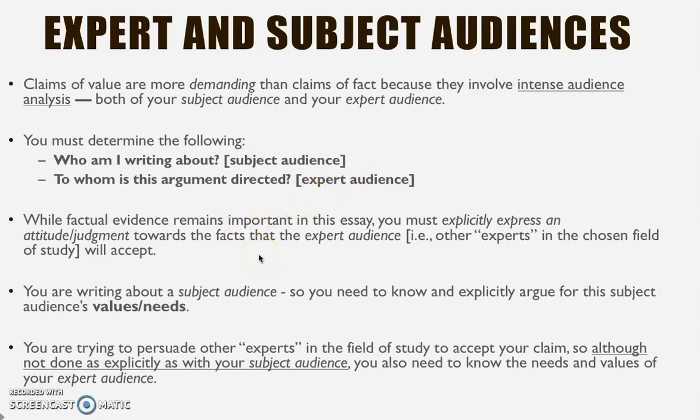So, while factual evidence remains important in this essay, you must explicitly express an attitude or judgment towards the facts that the expert audience will accept, right? That these people who can do something about this issue, they're going to accept what you're saying. You are also writing about a subject audience, so you need to know and explicitly argue for this subject audience's values or needs. You are trying to persuade these experts in this field of study to accept your claim. So although you are not doing it as explicitly as you are with your subject audience, you do need to know the needs and values of your expert audience so that you can appeal to them.